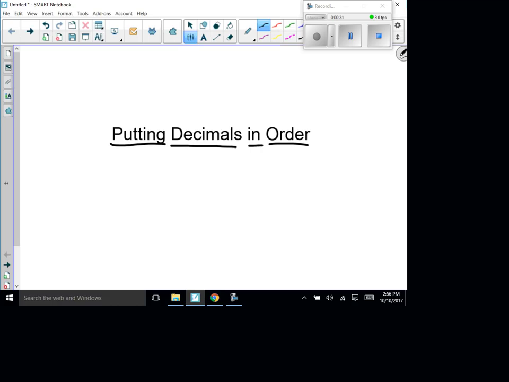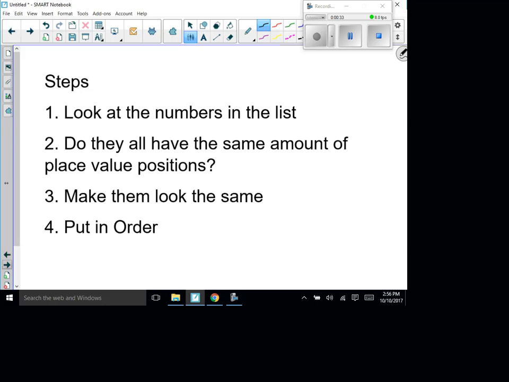So what I first want to do is go over some steps. Number one, look at the numbers in the list. Just look at them. I know it sounds silly, but just make sure you know how many numbers are there. A lot of times I'll give you guys a question, and there'll be a group of five numbers, and you'll only have four when you're finished with your answer. And I'm like, what happened to the other one? So make sure you know how many are in the list.